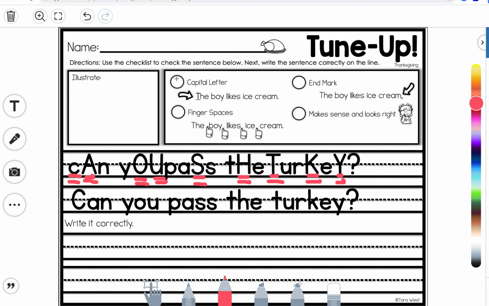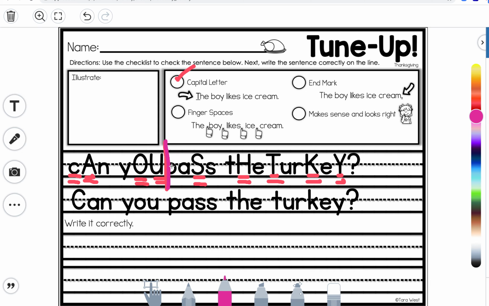All right, so we've done all the capital letters. I'm going to check that one off. Now I'm going to look for finger spaces. That means that in between all of my words, I have a space that I could touch with my finger. Try it. Try touching right here. Can you touch in between there and not touch a letter? Yeah. What about right here? You and pass. Can you touch between those two words? No. So we're going to make one big line from the top to the bottom. I may change my color too. I'll change it to pink. That way I know that's a little bit different, okay?